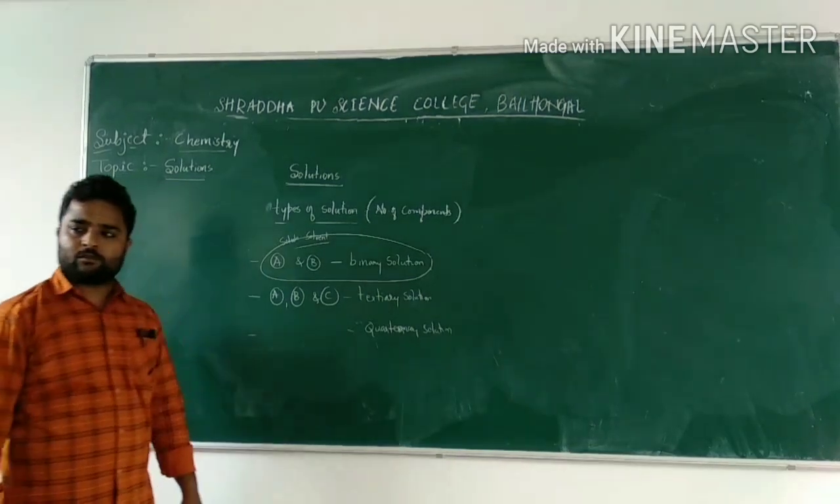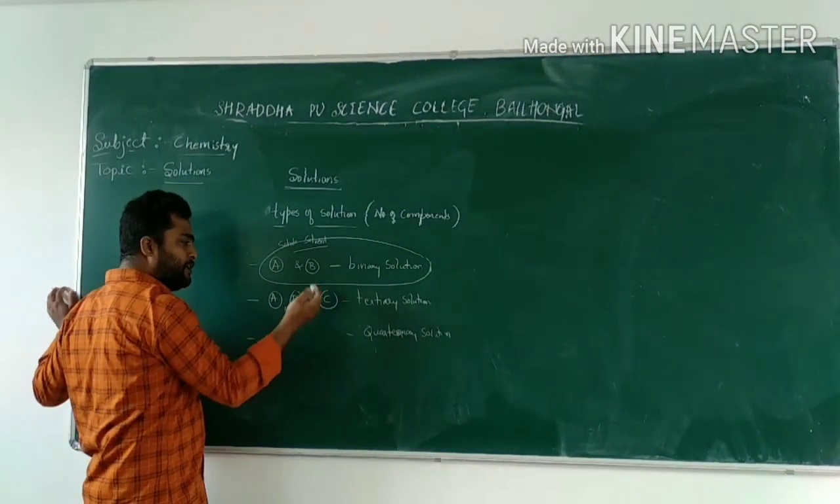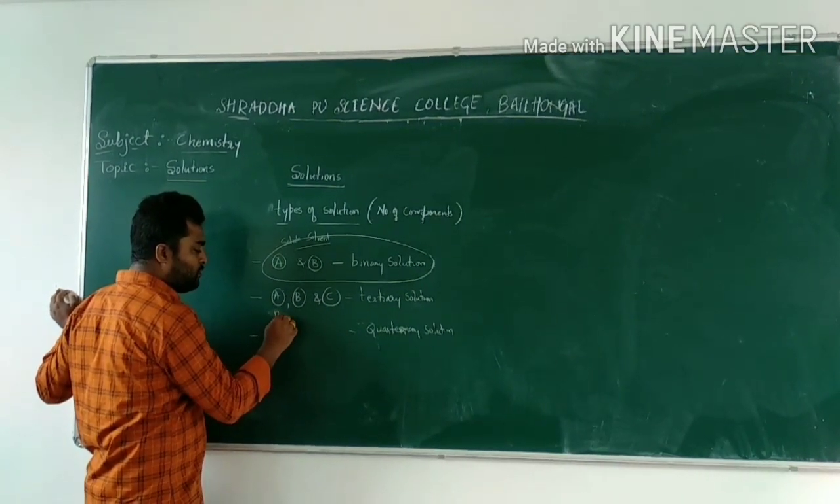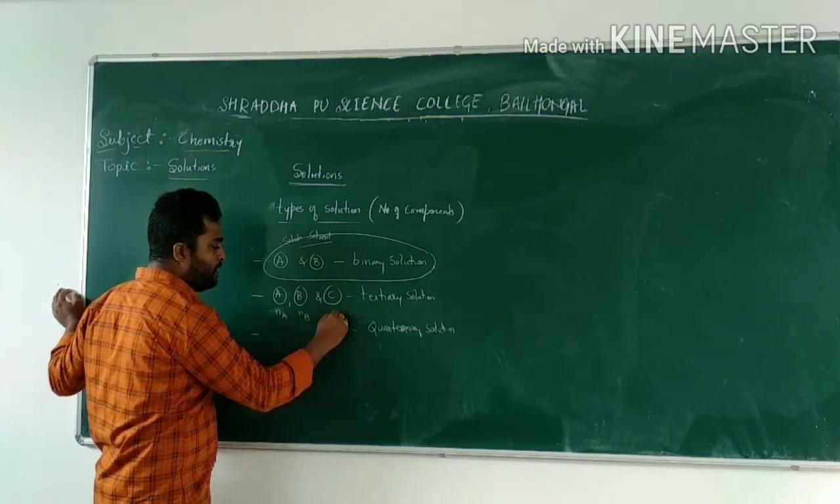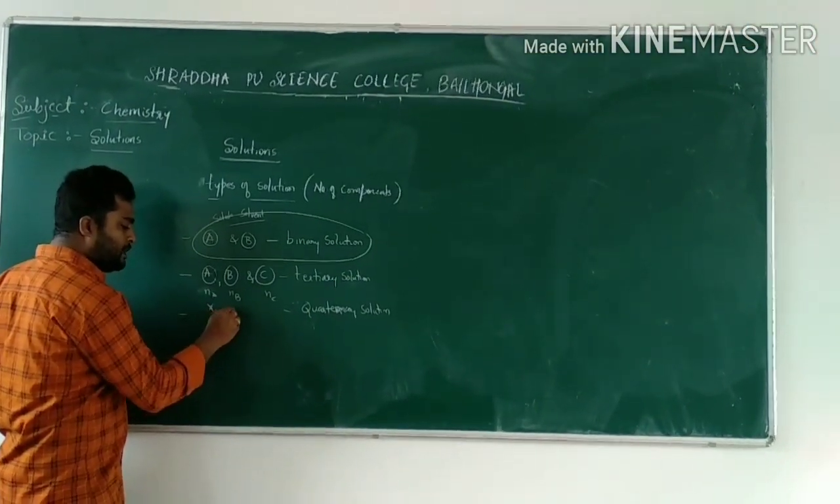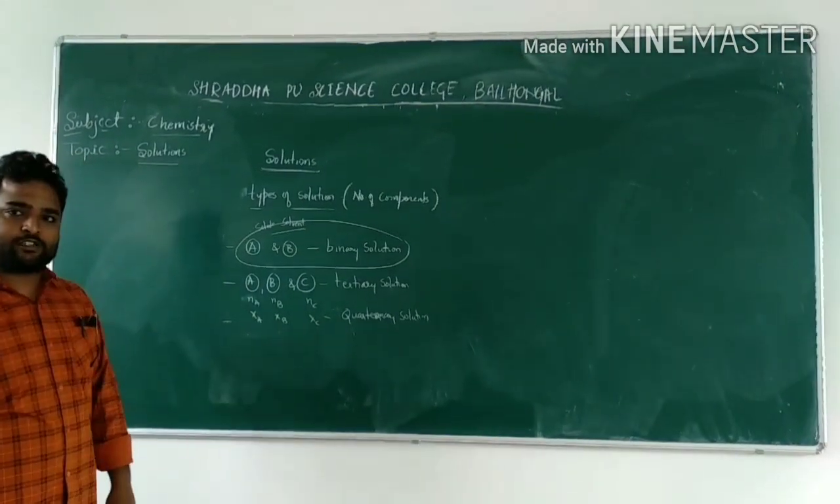Solvent. Okay, so based on this only you will be studying. Why? Because once you get into tertiary solution, then you have to focus on number of moles of A, number of moles of B, number of moles of C. Once you get number of moles, then you have to concentrate on mole fraction of A, mole fraction of B and mole fraction of C.